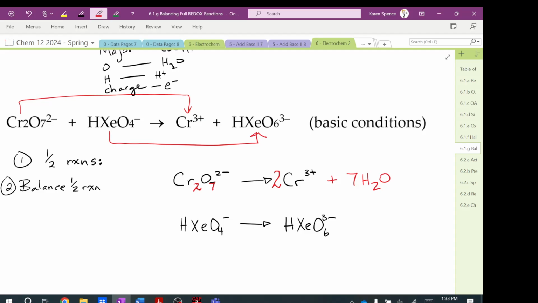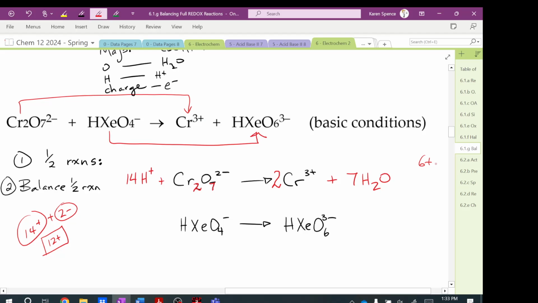Next is hydrogen. 7 times 2 is 14, so I'm going to have 14 H plus over here. Do you see how you can do it all in one line without writing each line separately? You don't have to write each line separately. And now I need to look at my charge. 14 positive plus 2 negative gives me 12 positive, which I'm going to put in a box, so I know that's my final. And over on the right, I have 6 positive.